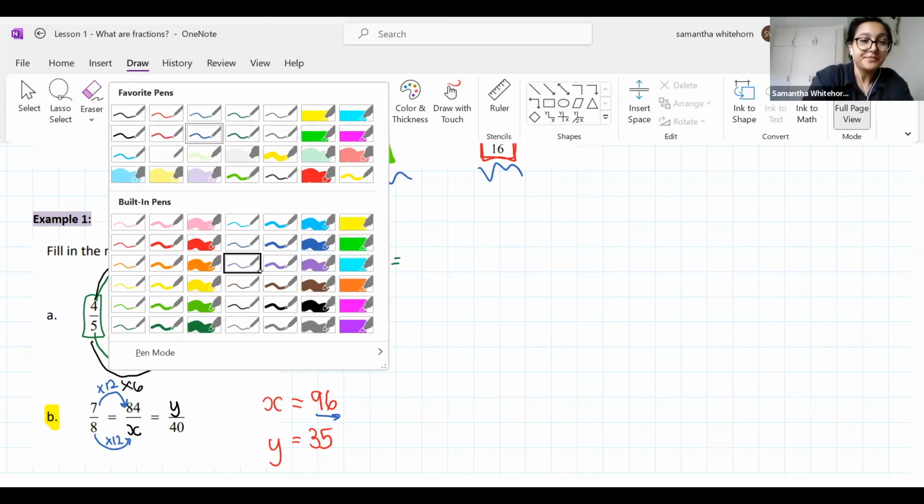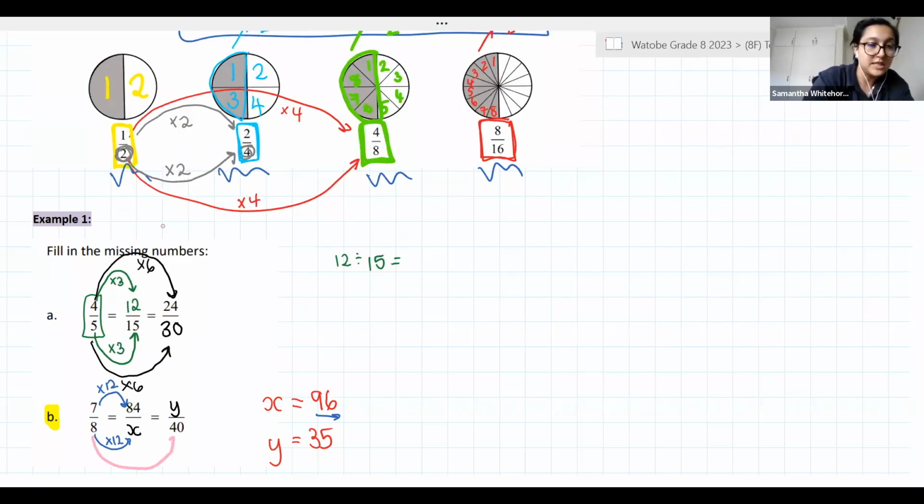Okay, so that's the first one. Next one, if we now look at 8 to 40, we know that if we times 8 by 5, I'll get 40. So if I take 7 and times it by 5, I get my answer of 35 there for Y. So remember, whatever you do to the top, you need to do to the bottom and vice versa. Right, so I'm going to wait there to take screenshots. If you have a question, now is the time when you can raise your hand to ask me a question.